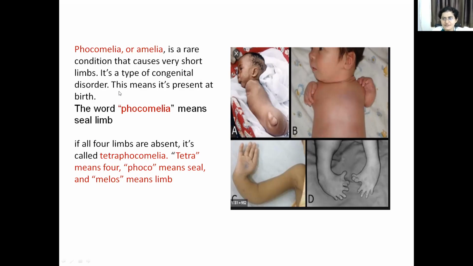What do you mean by congenital? It is present at birth. So the word phocomelia means seal limb. Okay. So if the four limbs are affected, that is called tetraphocomelia. As the name indicates, tetra means four, phoco means seal, and melos means limb. So seal-like limbs. If all the four limbs are affected, that is called tetraphocomelia. So the drug causing this reaction is thalidomide.